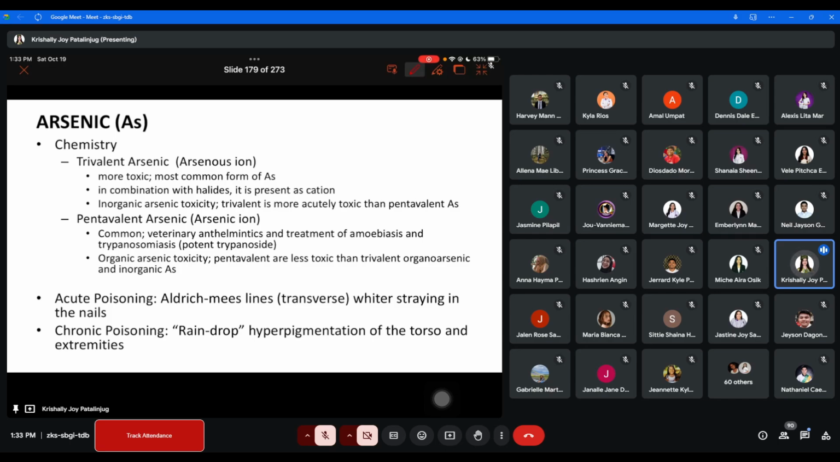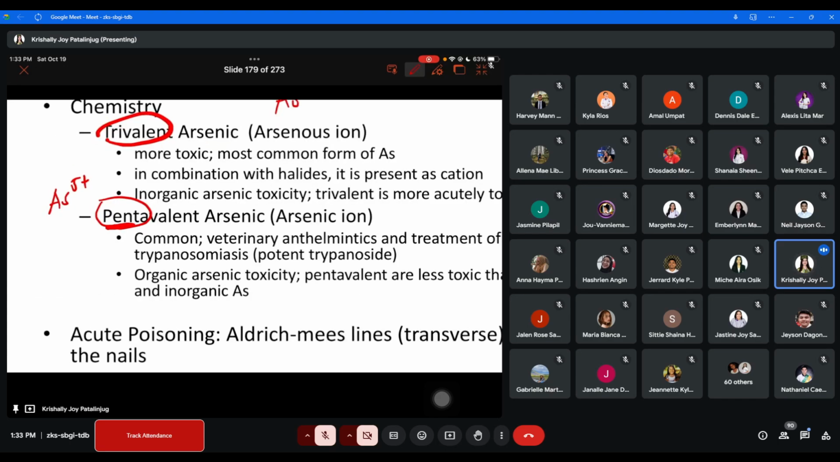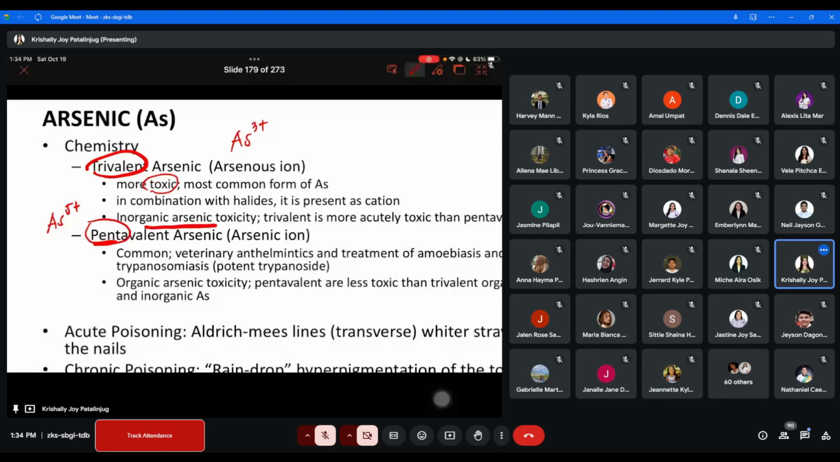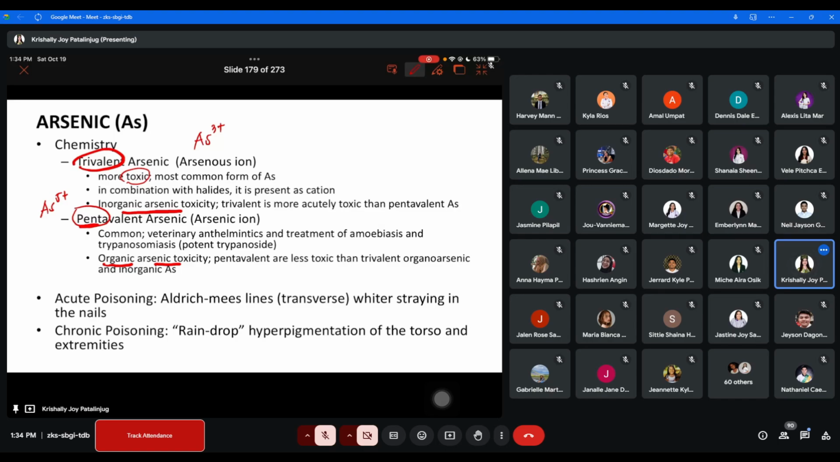Okay, sige. Let's have the chemistry ng arsenic na duha ka form no ng arsenic, yung trivalent, arsenic 3+, yung pentavalent, arsenic 5+. So yan. Between the two, ang more toxic is the trivalent. Okay? And it's the trivalent form that causes inorganic arsenic toxicity. Okay? And then the one that causes organic arsenic toxicity, it's the pentavalent.